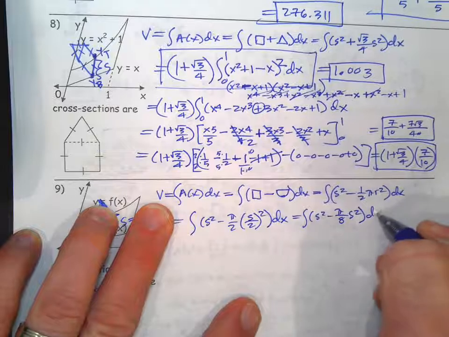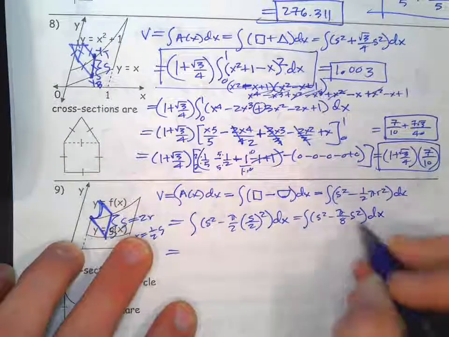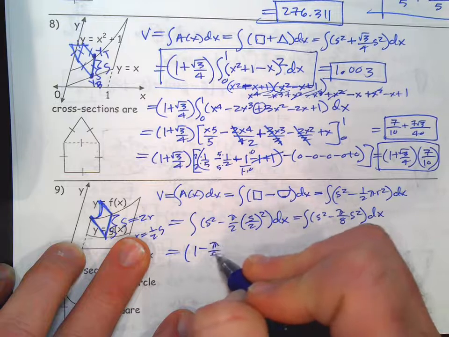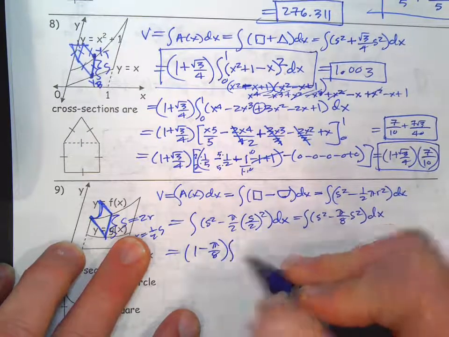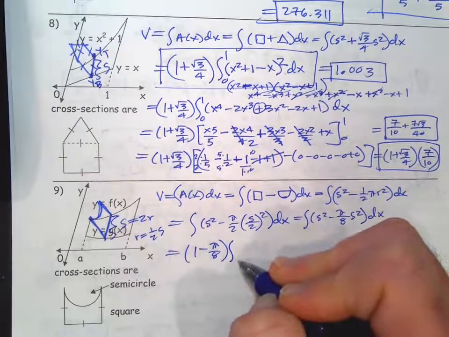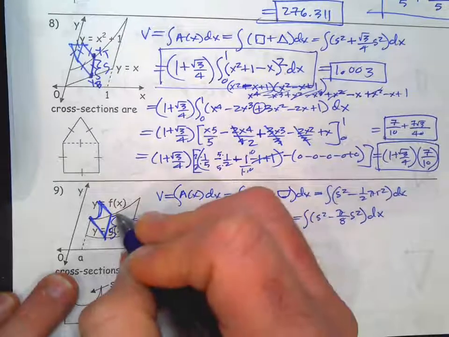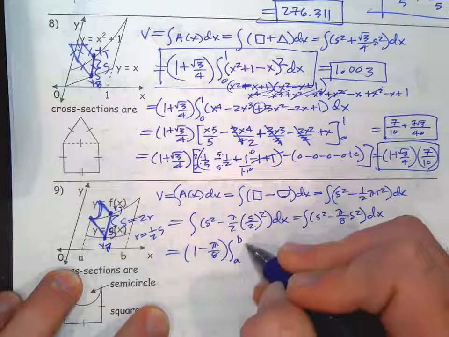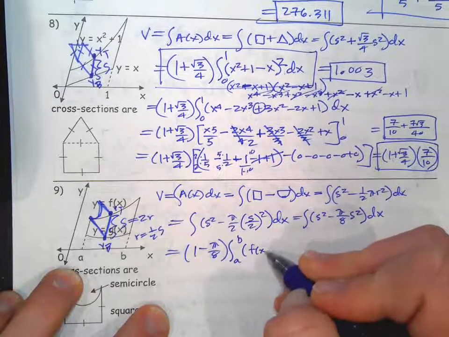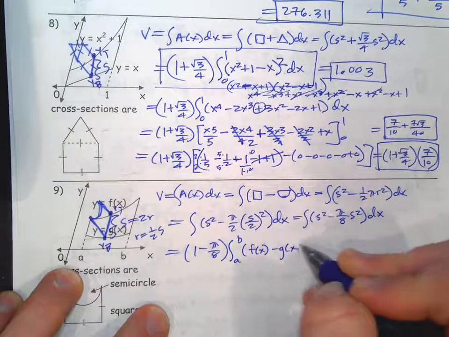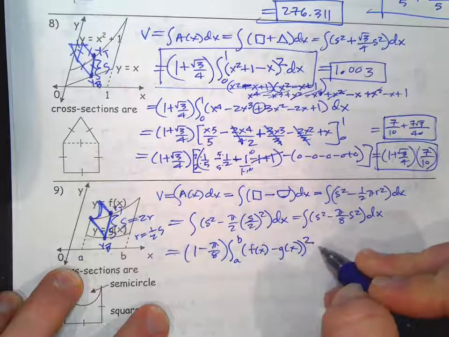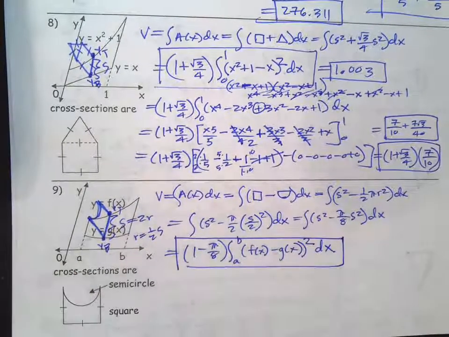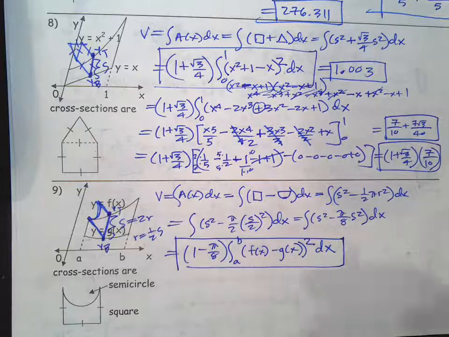So we could do that trick that I've shown you in the last couple. Since they're both side squared, factor out the 1 minus pi over 8. Now, we're going from a to b. The sides right here are y top minus y bottom. Now, y top, in terms of x, is f of x. Y bottom is g of x. Squared dx. There you go. That's as far as we can take it.